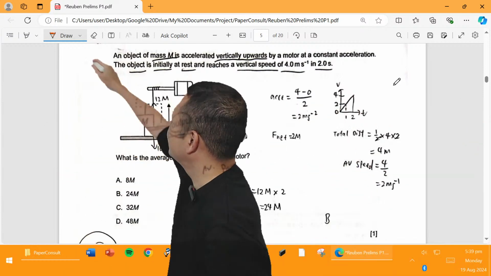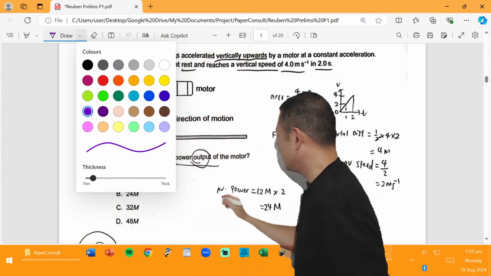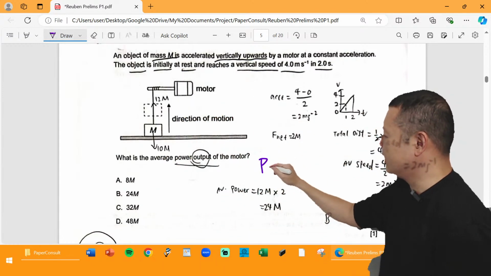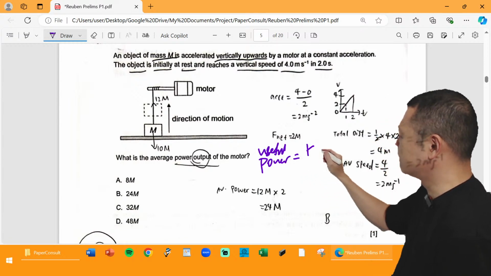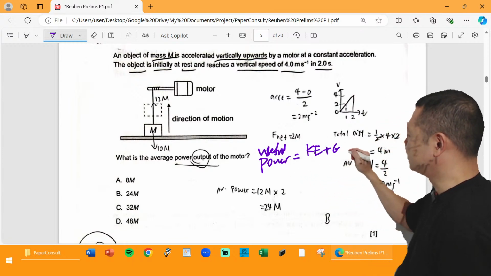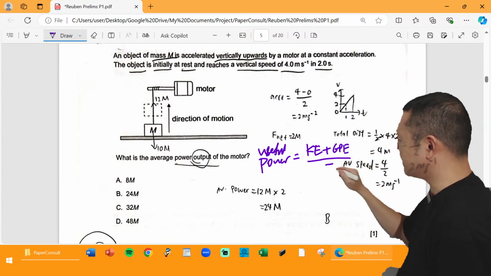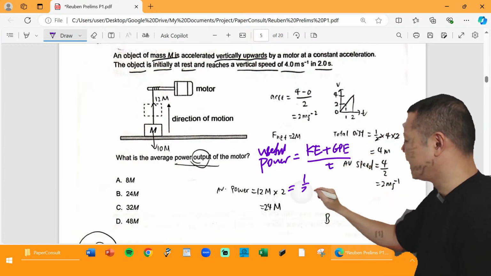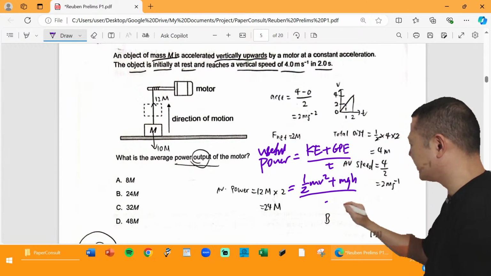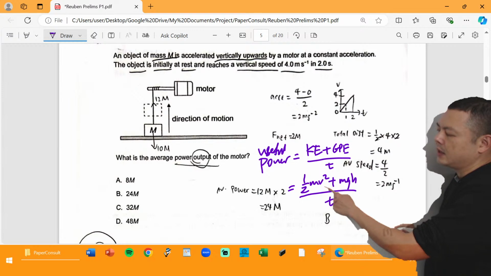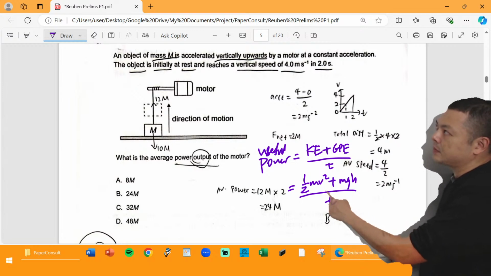So just consolidate your working here. The power of the motor, the useful power, is equal to the KE plus the GPE gained by the mass divided by time. That will work out to be half mv squared plus mgh over time. Okay. Now the v.